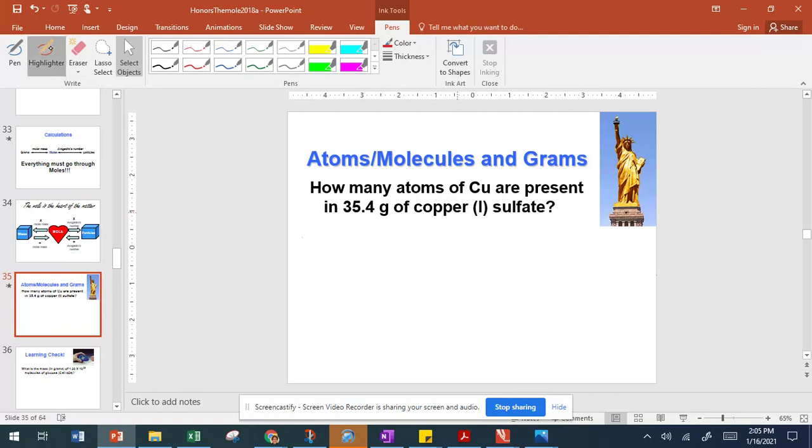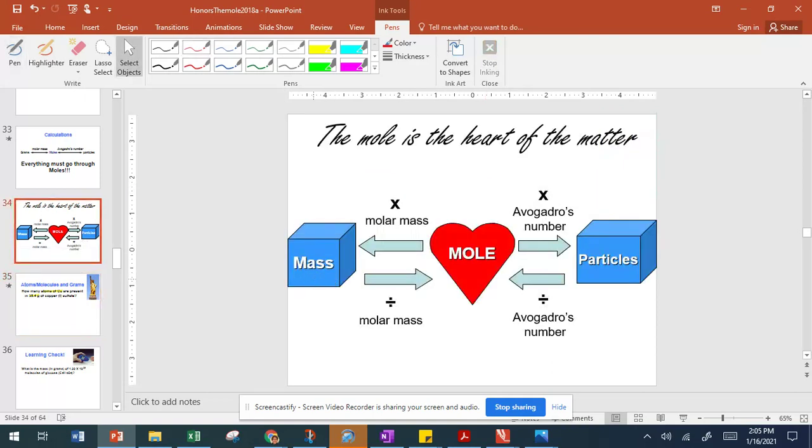So what I want you to notice here is that we have a compound, but it's asking for atoms. So remember, we're also going to have to think about how many atoms are in the formula of that compound. If you're using the heart, we're starting from grams and going to particles. Since we're going from grams towards the heart, we're going to be dividing by molar mass. And since we're going from moles away from the heart, then we're going to be multiplying by Avogadro's number.